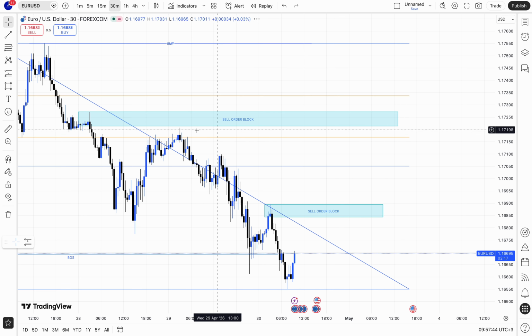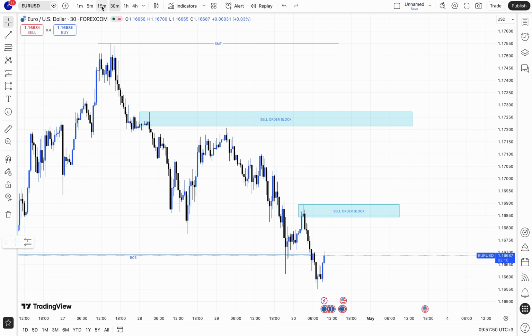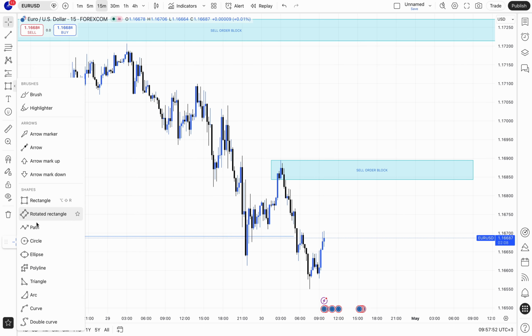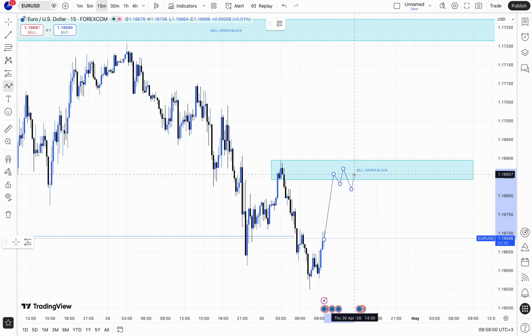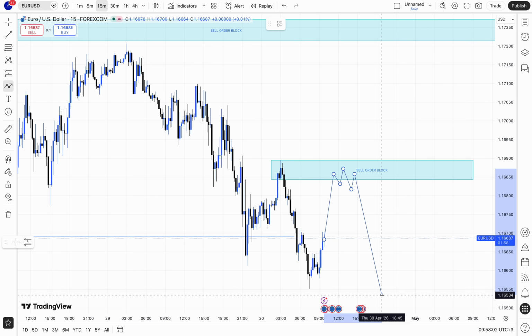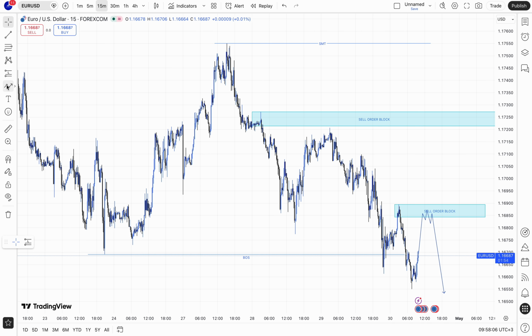And we have this 30 minutes order block here. The 15 minutes order block. Then we just have to wait for the price to come back here. Then we look for sell confirmation, sorry. Then we target this next swing low.